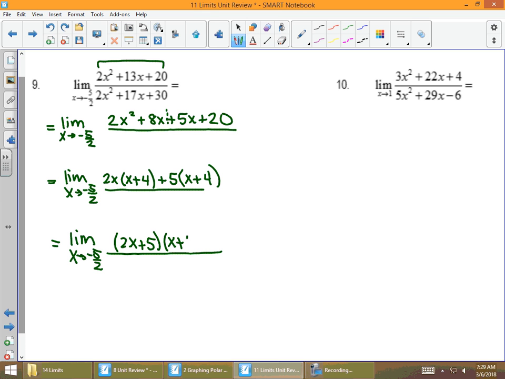times x plus 4. Now, if I was going to forecast, if I'd never done this problem before, I would think that 2x plus 5, I should probably have that in the denominator so I could cancel it. That's what's causing the issue with the negative 5 halves. All right, in my denominator, 2 times 30 is 60. Two numbers that multiply to 60 and add to 17 are 12 and 5. So 2x squared plus 12x plus 5x plus 30.